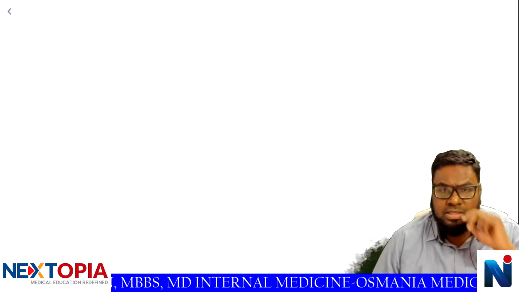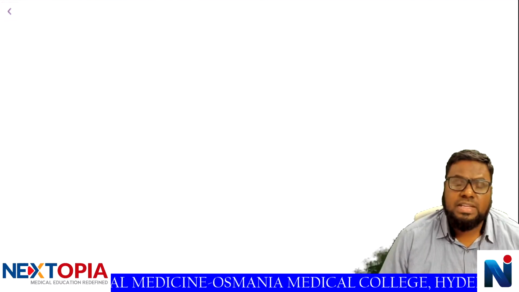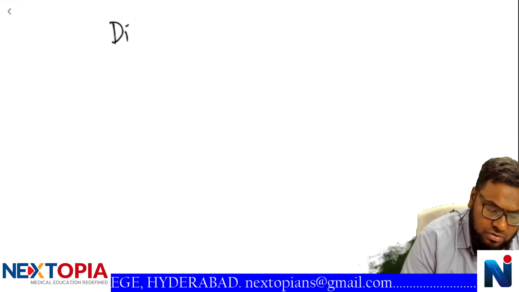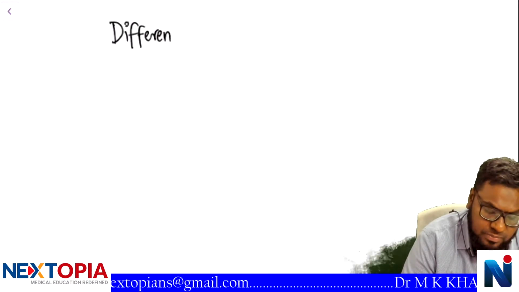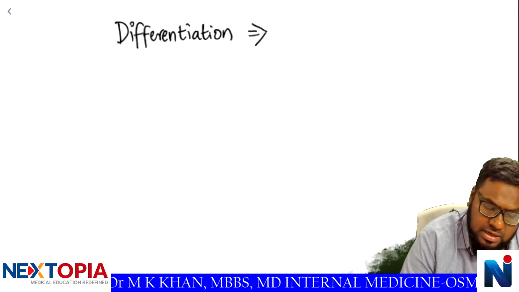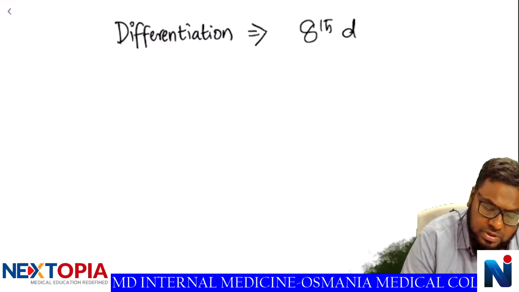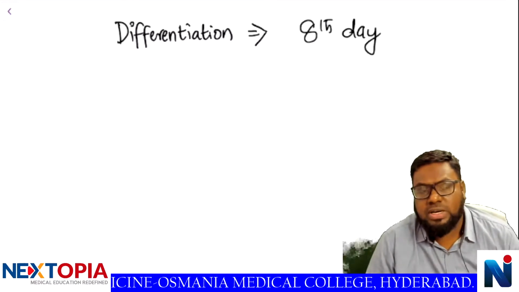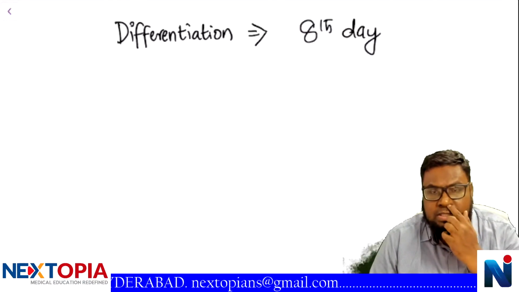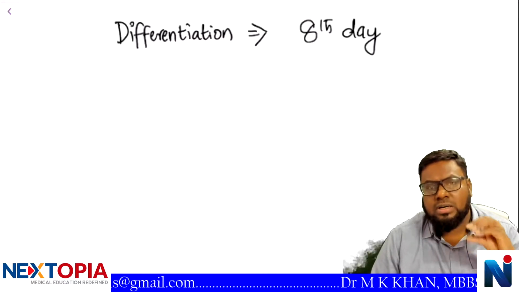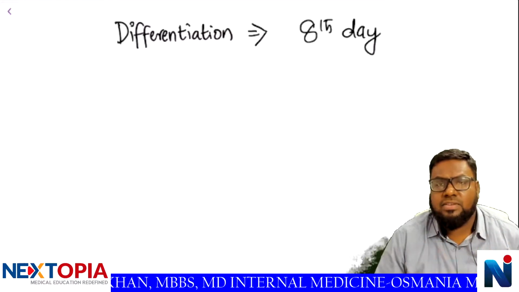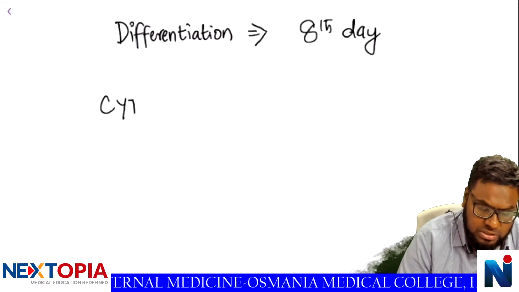Coming to the stages of implantation, the most important stage here is the differentiation of the trophoblast into cytotrophoblast and syncytiotrophoblast. Differentiation of trophoblast occurs around the 8th day of fertilization. You'll have to remember this point. On the 8th day after fertilization, the blastocyst is partially embedded into the decidua, and the cells around the embryonic pole outside get differentiated into cytotrophoblast.